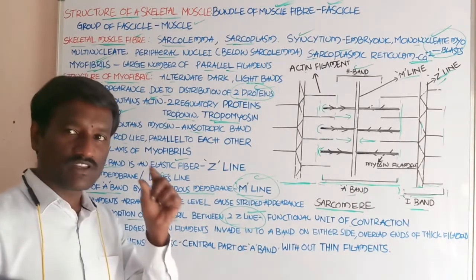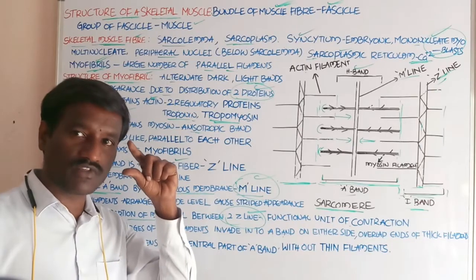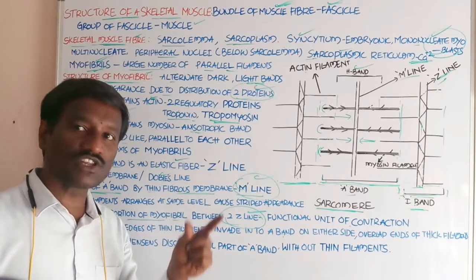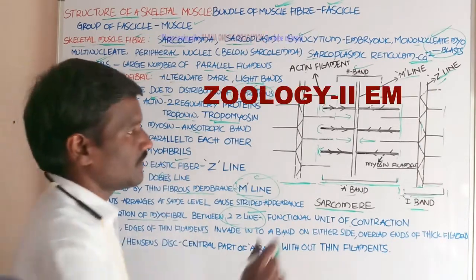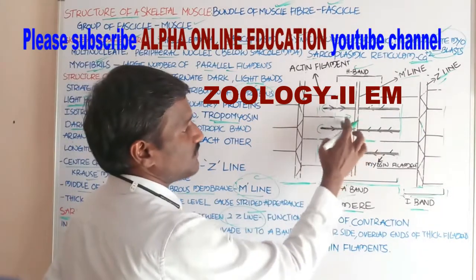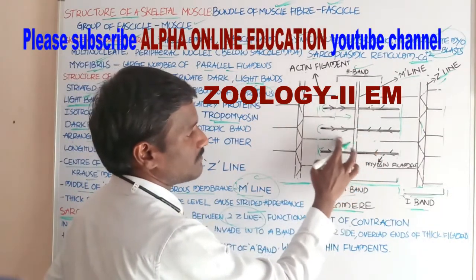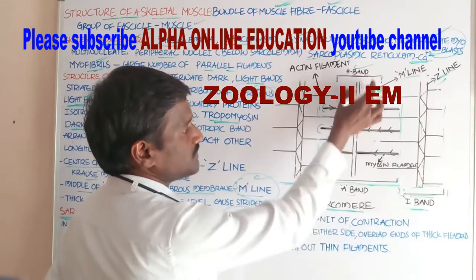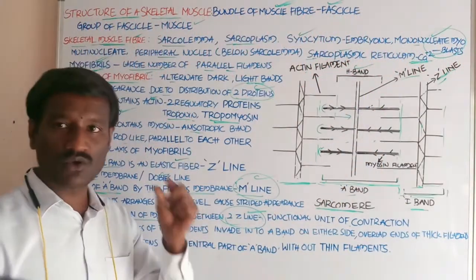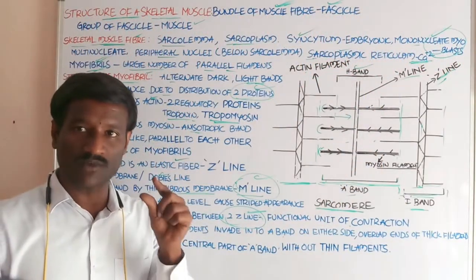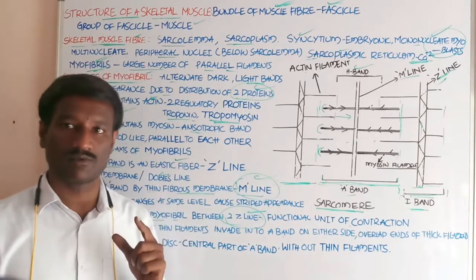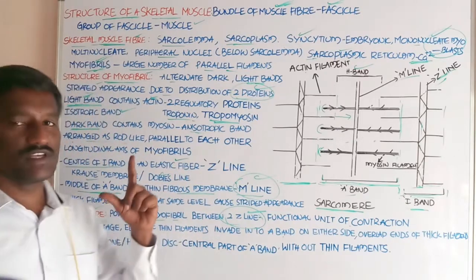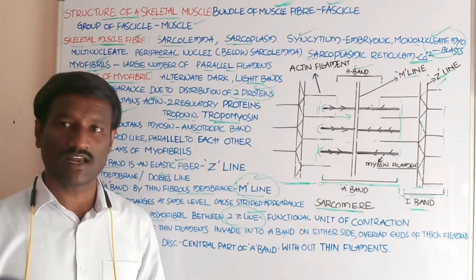Okay, student, this is the central part of the A band, without the thin filaments. In the H band there are no thin filaments. Thin filaments are absent in the H band. It shows only the thick filaments or myosin filaments. Okay, student, this is about the structure of the skeletal muscle.